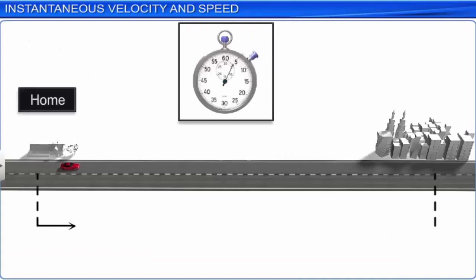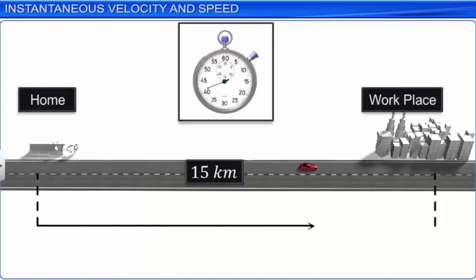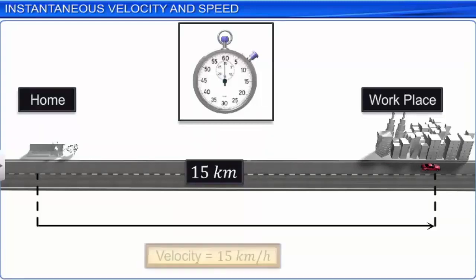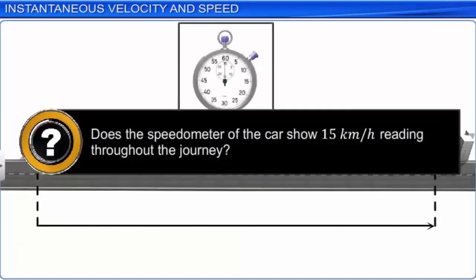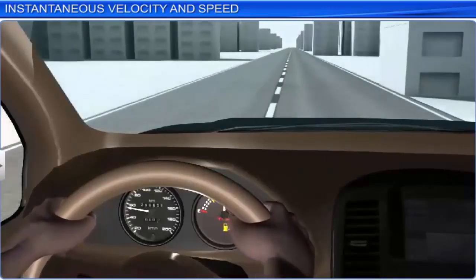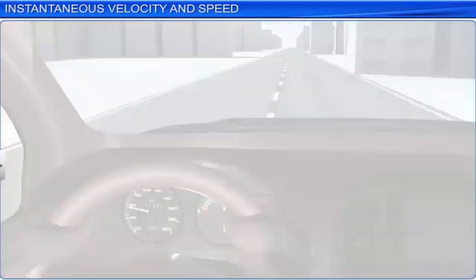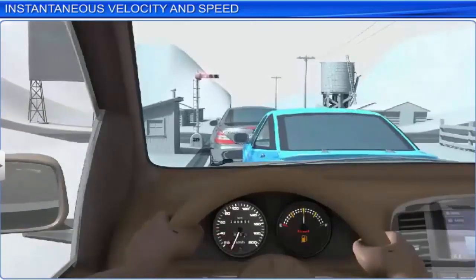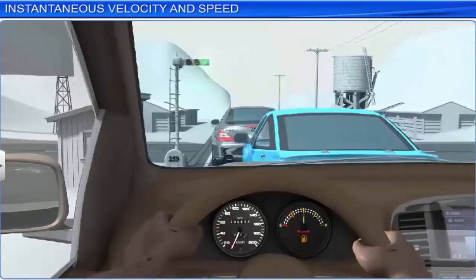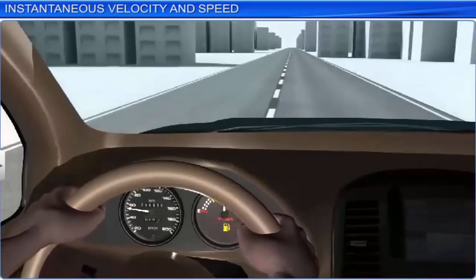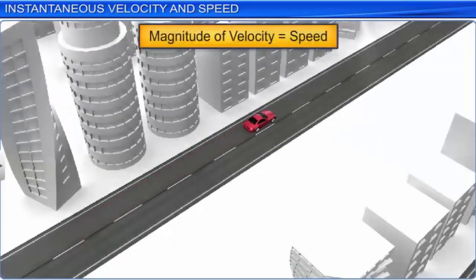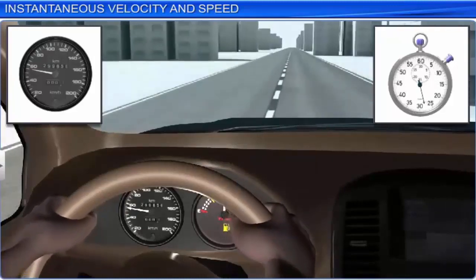Joe travels by a car from his residence to his office, which is 15 kilometers away on a straight road, in 1 hour. We can say that the average velocity of the car is 15 kilometers per hour. Does the speedometer of the car show a reading of 15 kilometers per hour throughout the journey? No. The speedometer reading was fluctuating continuously between 0 kilometers per hour at signals, 5 kilometers per hour at traffic jams, and 60 kilometers per hour on the freeway. When a body moves in a straight line, the magnitude of its velocity is equal to its speed. The speedometer reading gives the instantaneous velocity at that particular moment.